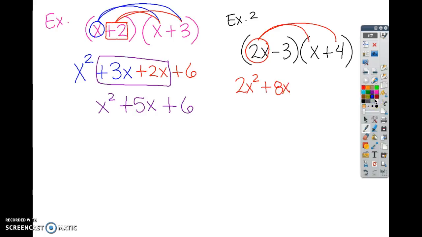The second distribution, what am I going to distribute? The negative 3. So the negative 3 needs to be distributed to the x and to the 4. So what's negative 3 times x? Negative 3x. And what's negative 3 times 4? Negative 12.